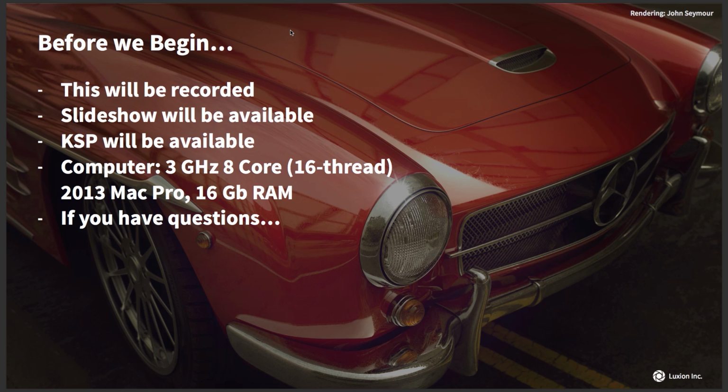And the question that seems to come up time and time again, I think we've already been asked, I will address: it is a 2013 Mac Pro. It's an 8-core machine, so 16 threads available, and 16 gigs of RAM.